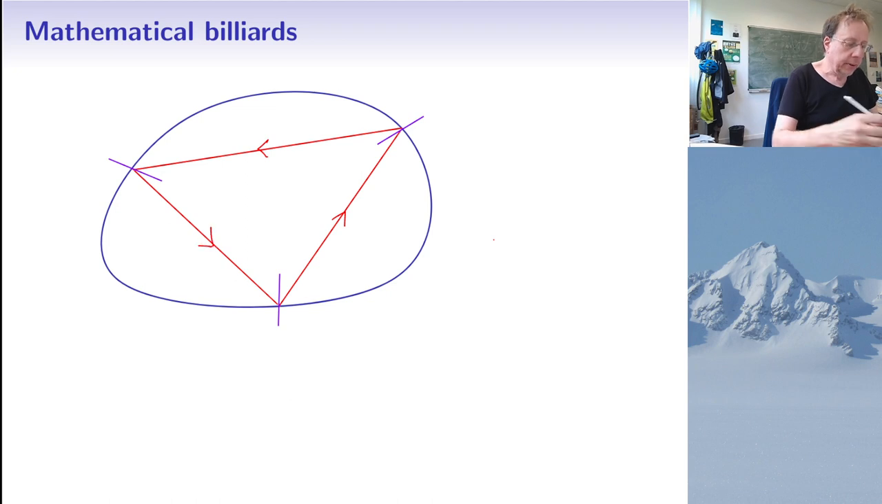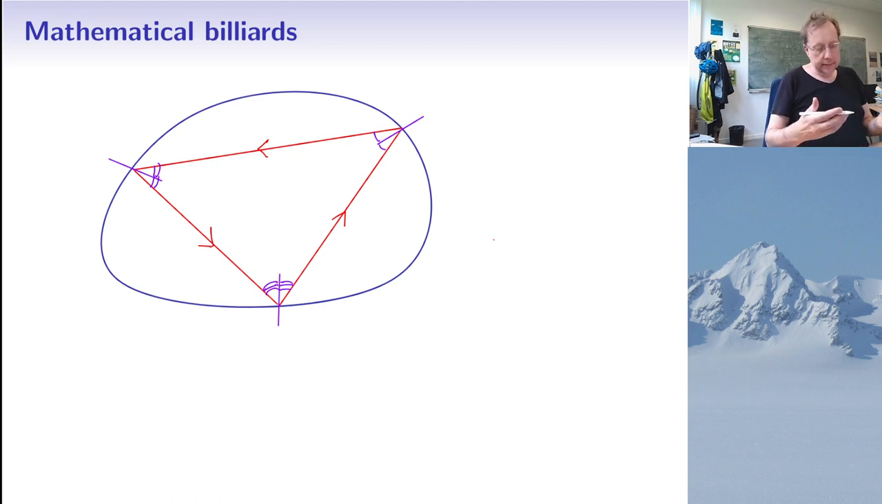And let's assume that it does the following thing. So whenever it hits the boundary, I have an elastic collision. So this angle should be equal to this one. This angle should be equal to this one. This angle should be equal to this one.